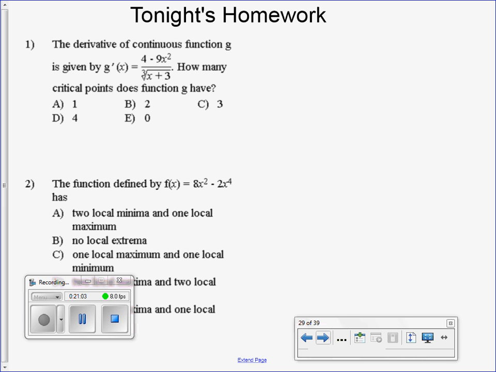All right, when you guys do the homework tonight, I just want you to pay attention. Sometimes they're giving you the derivative. Like, don't take the derivative of this. Like in number 1, this is the derivative. And they say, how many critical points does it have? If your derivative is a fraction, what do you do to get the critical points? Yeah, you set the numerator equal to 0, and then the denominator equal to 0.